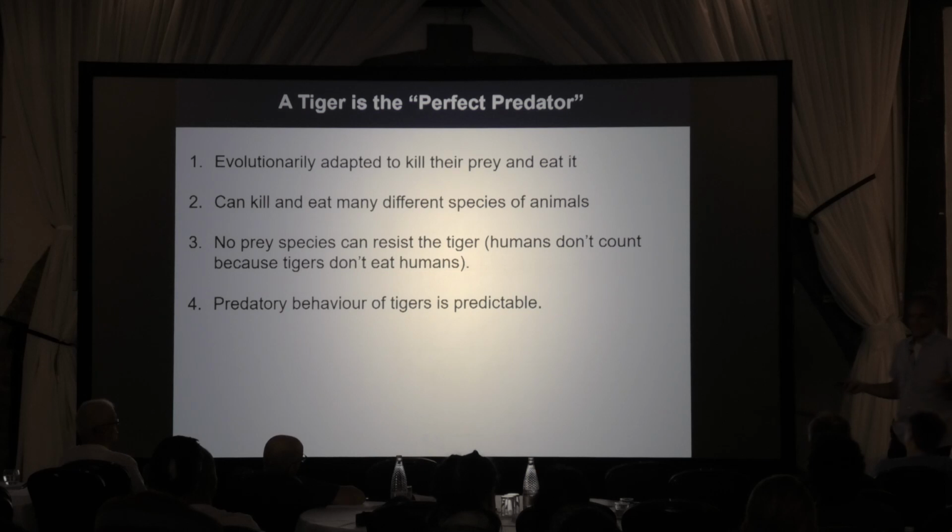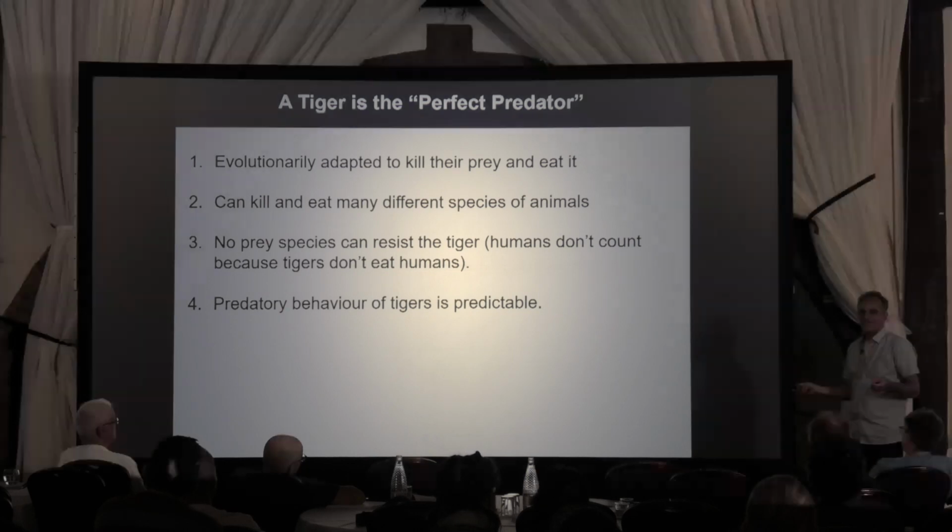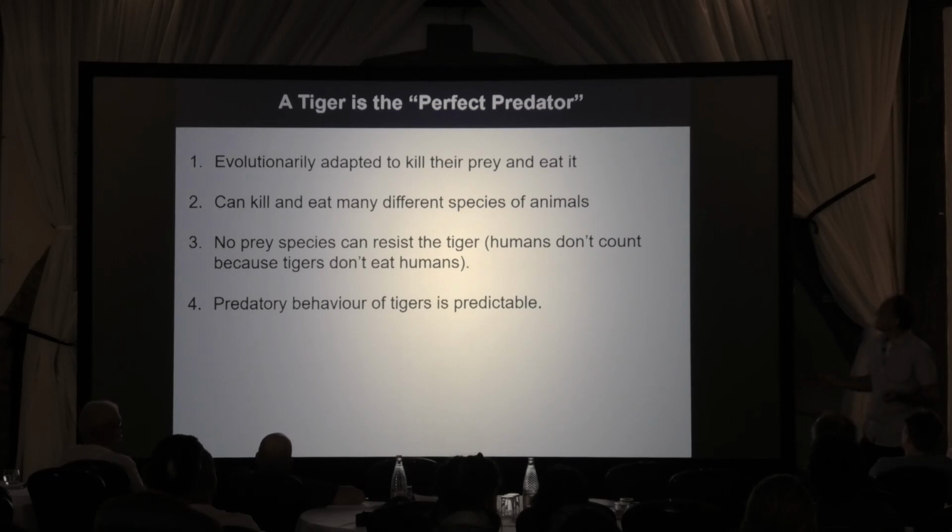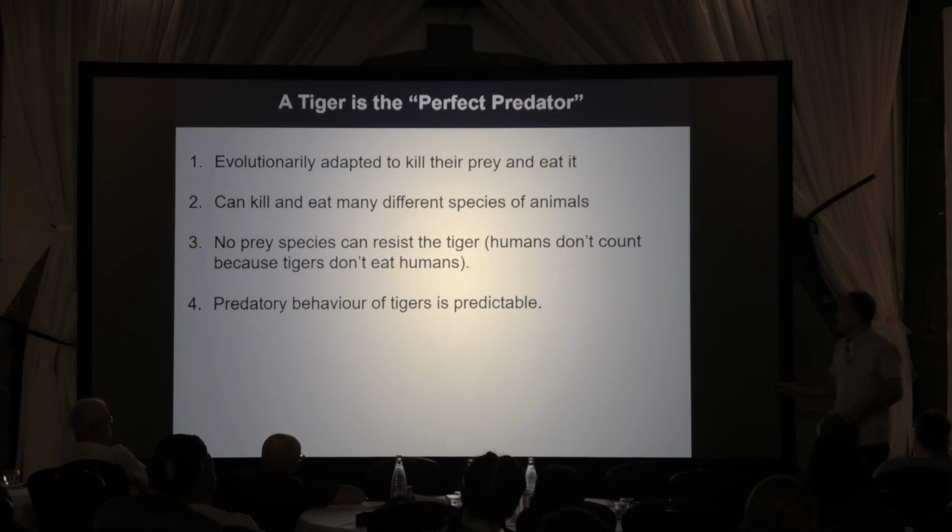They don't just have to eat an antelope. They don't live where antelopes live. But anyway, whatever they eat, they'll eat anything. Not people that much, but they can eat a lot of different stuff. And no prey species can resist the tiger. They're going to kill whatever they want. And humans don't count because obviously, we can resist them. And the predatory behavior of tigers is pretty predictable. When they see food, they jump on it and eat it.